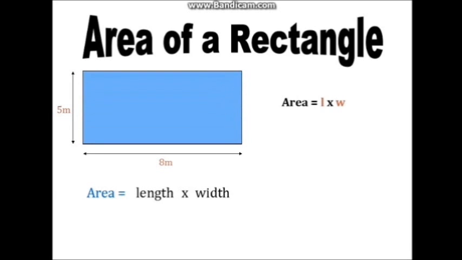First, you need to substitute the value of the length and the width, which is 8 meters and 5 meters. Then, you need to multiply 8 times 5. The answer will be 40 square meters.